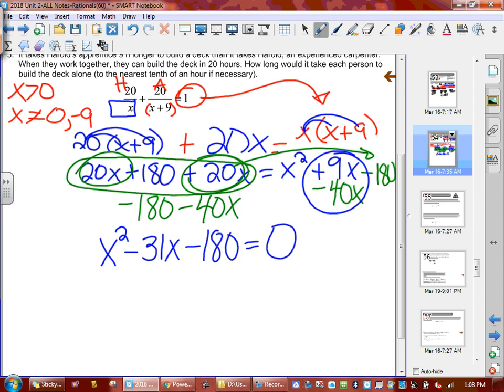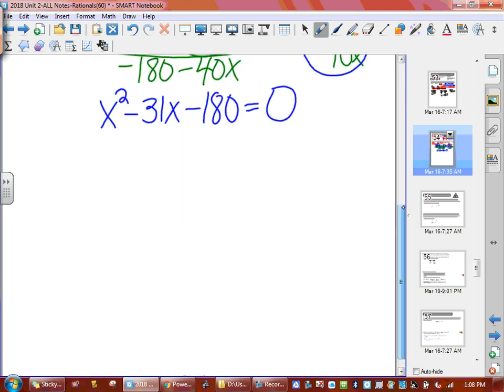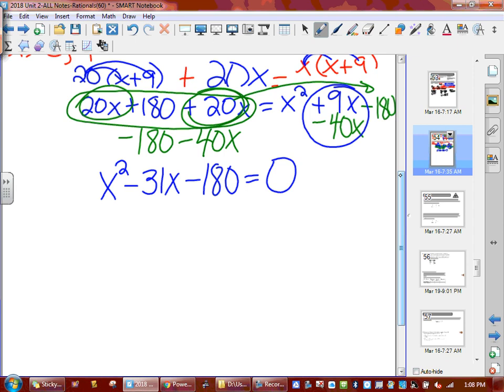And now we would do the diamond on that. Or if you like the quadratic formula, because these are big numbers, that's fine too. Okay. Just going to move it up for you so you can see it a little better. Okay. So if I do the diamond on this guy, I need a negative 180 and a negative 31.